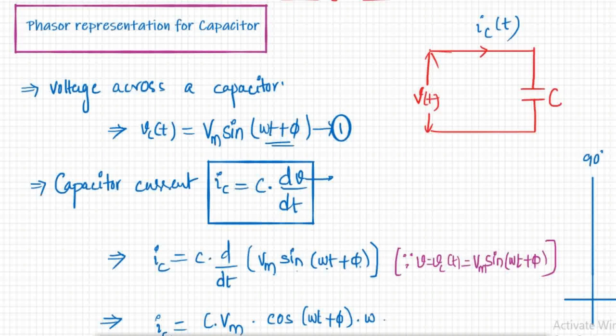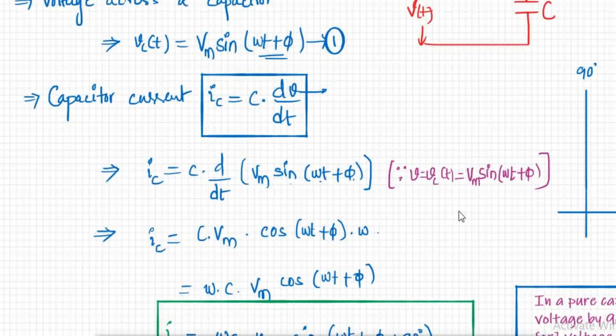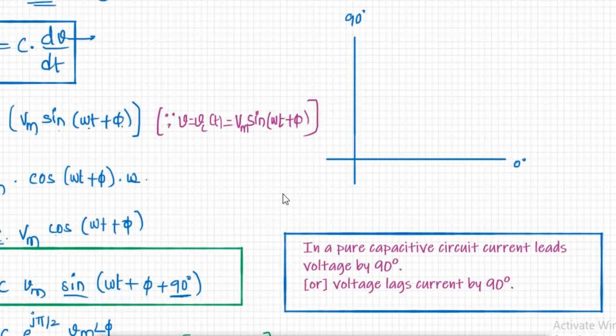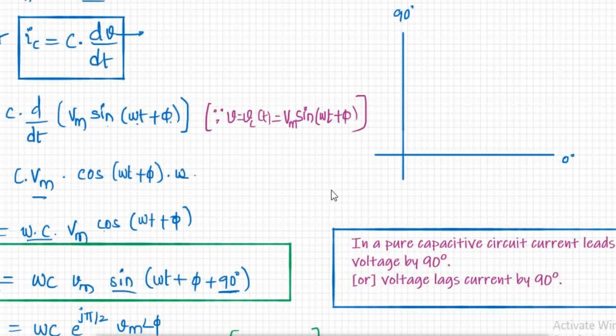If you do the mathematics, C into Vm is taken common outside, and d by dt of sin(omega t plus phi) is cos(omega t plus phi) into omega. Taking omega outside, omega C Vm cos(omega t plus phi) is the current through the capacitor. Here cos(omega t plus phi) can be replaced with sin(omega t plus phi plus 90 degrees). So the current has a 90 degree phase shift ahead of the voltage. I can conclude that in a pure capacitive circuit, current leads voltage by 90 degrees.